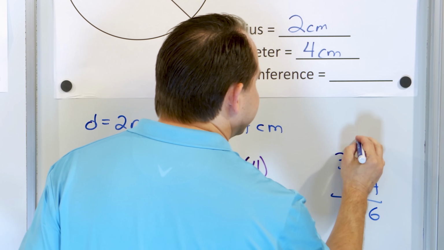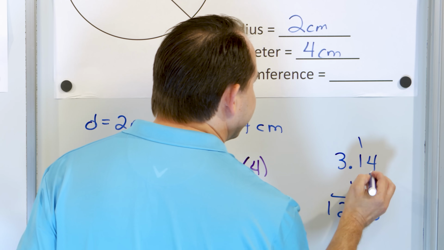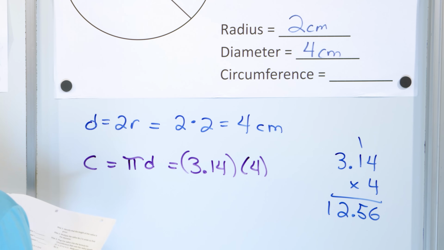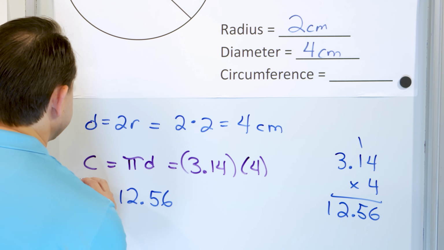4 times 4 is 16, and we have 4, 5. Then we have 3 times 4 is 12, and then we have 2 decimal positions after, so it's 12.56. So the circumference is 12.56. So that's the answer.